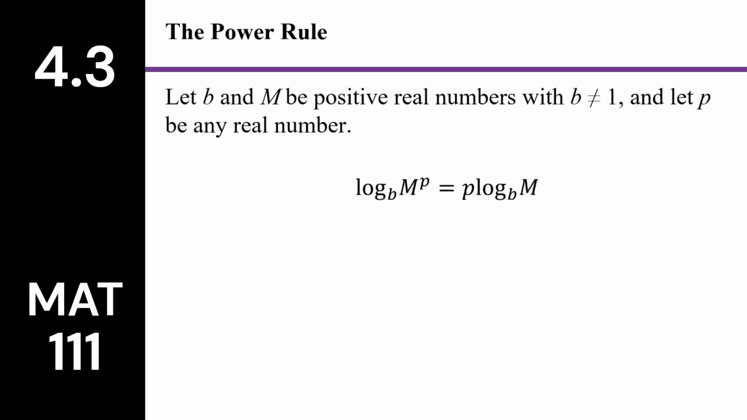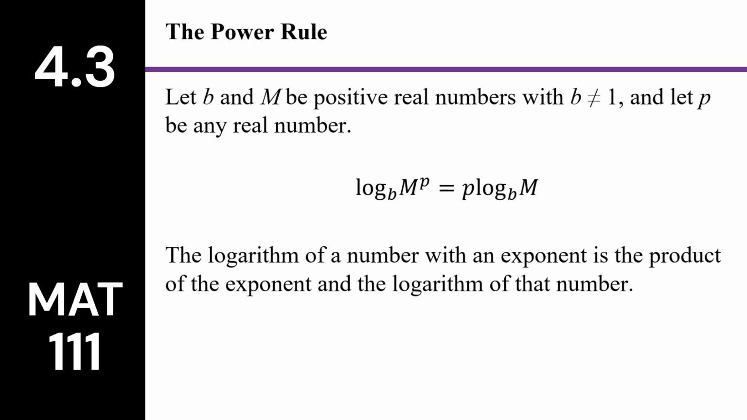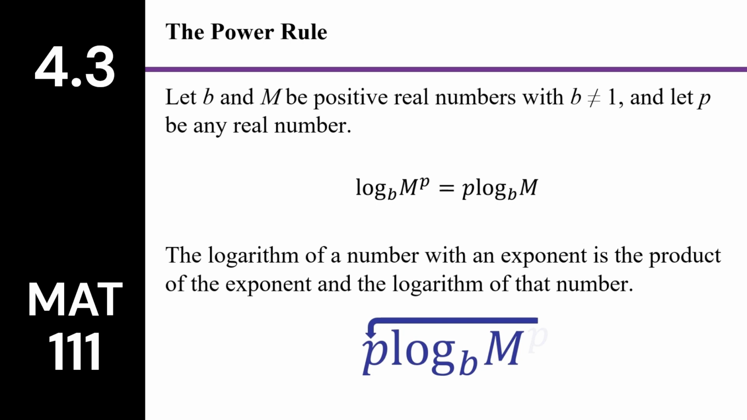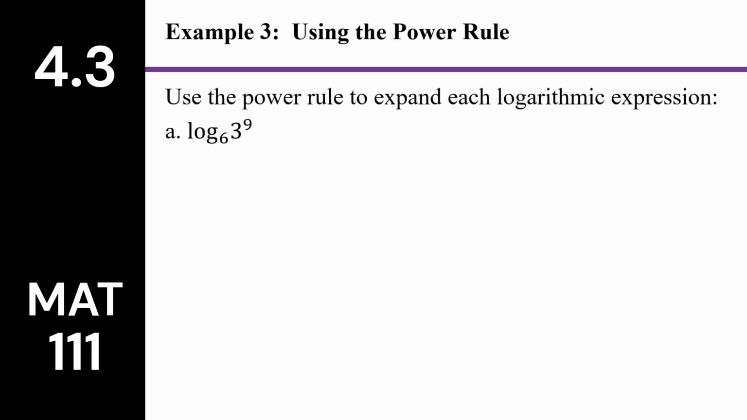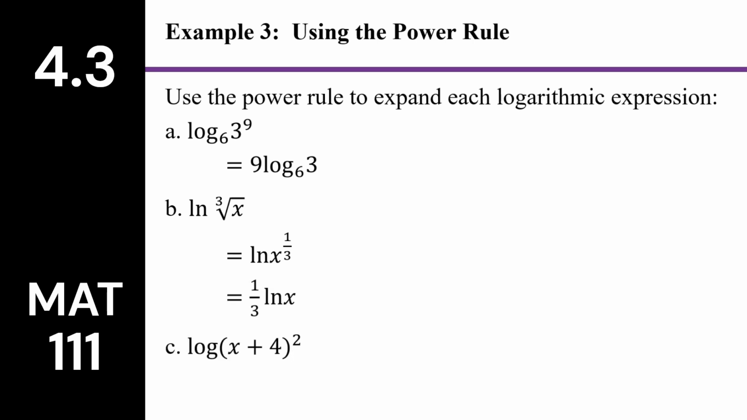The power rule tells us that the logarithm of a number with an exponent is the product of the exponent and the logarithm of that number. We often think of it as taking that exponent p and sliding it down in front. In example 3a, we can take that 9 and slide it down in front. In example b, we take the natural log of the cubed root of x and we first rewrite it as the natural log of x to the 1/3 power, and then the 1/3 can be slid down in front. And finally, we have the log of x plus 4 quantity squared, so the 2 can be slid down in front.